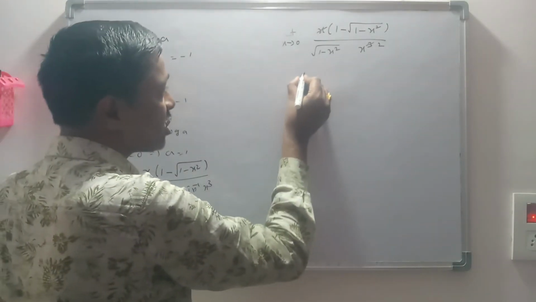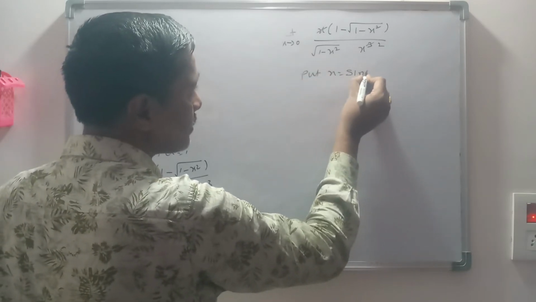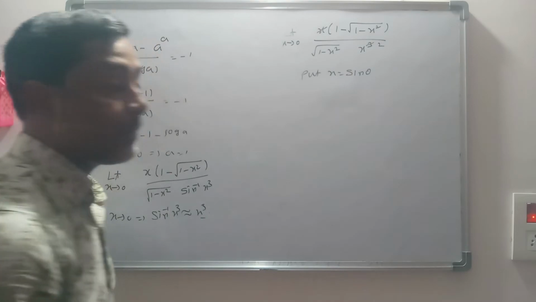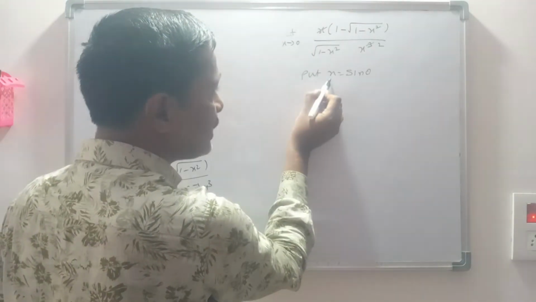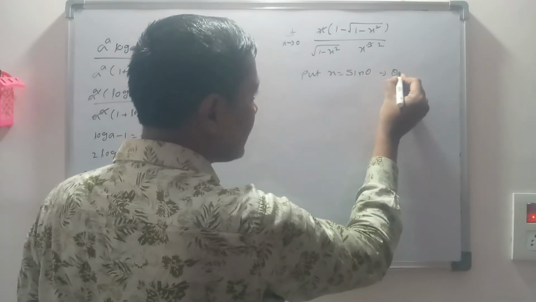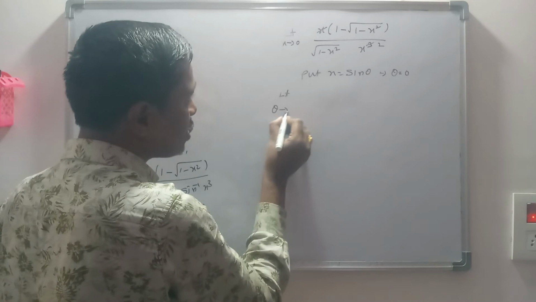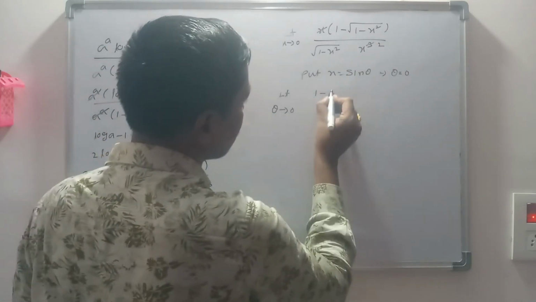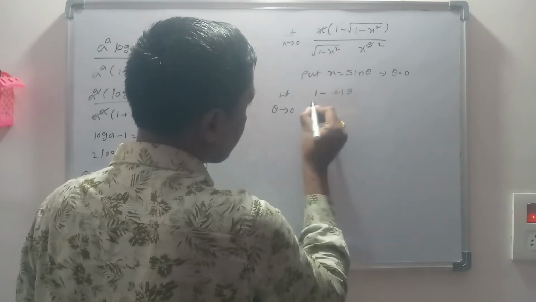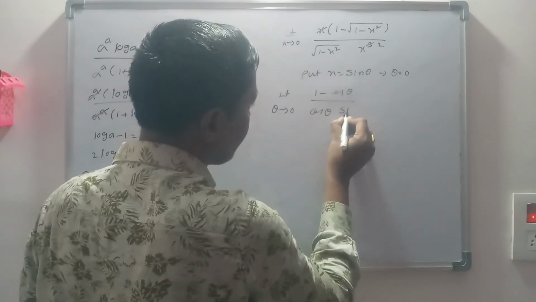Then put x is equal to sin theta. 1 minus sin square theta can be written as cos square theta, whose root is cos theta. What is the limit of x? 0. What is the limit of theta? Also 0. Limit theta tends to 0, 1 minus root of 1 minus sin square theta is nothing but 1 minus cos theta, by cos theta into sin square theta.